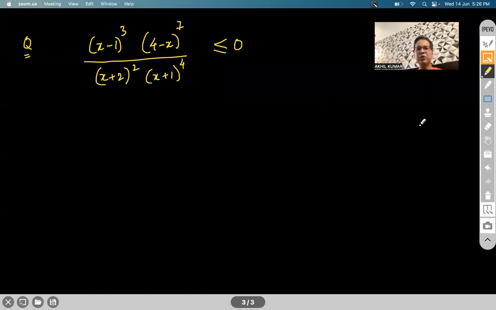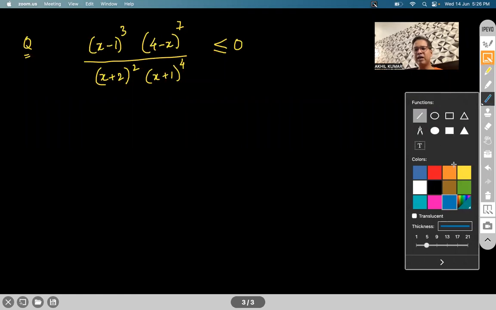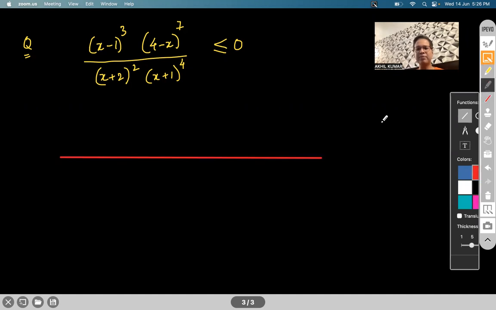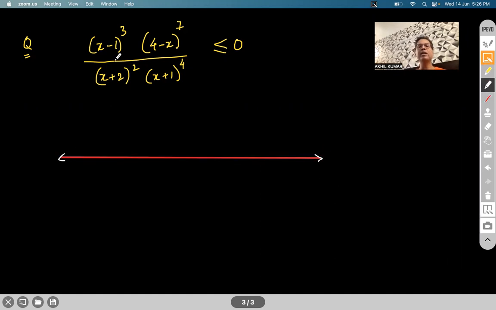So just hold on, everyone. I'll be solving this problem on behalf of you all, but if you want to attempt it, you're more than welcome. First we'll make a number line. Then we will put the zeros of these factors on the number line. For the first one, the zero is one, so put a one somewhere. Let's say I put a one here. For this, it will be four, so put a four here. For this, it will be minus two. Put a minus two. And for this, it will be minus one. Clear?